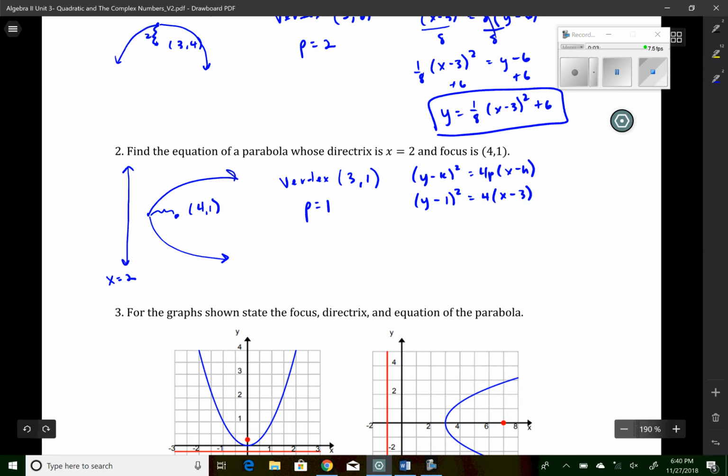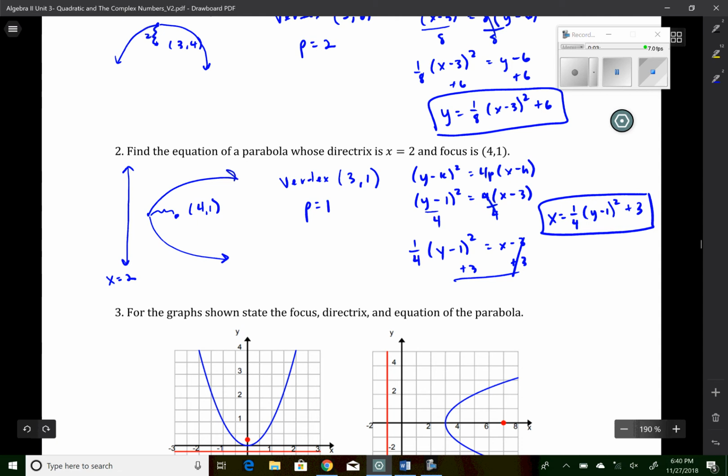Unlike the one we did for number 1, in this case we want to solve for x. So again, fight that urge and just divide away the 4. Dividing by 4 is the same as multiplying by 1/4. And then add the 3. So my final answer is x equals 1/4 times (y minus 1) squared plus 3. This is one we can't really check on our calculator, but if you go to Desmos, you can check it right on there.